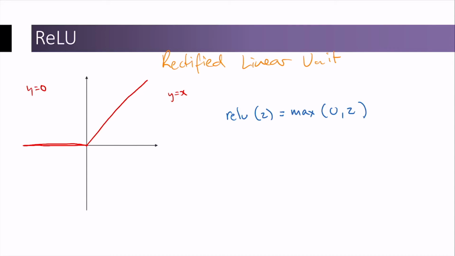And this just takes the bigger value. So if z is somewhere here, like minus 8, it will choose 0. And if z is greater than 0, or positive, then it will choose z. And then this very middle point here is simply 0, because max of 0 comma 0 is 0.